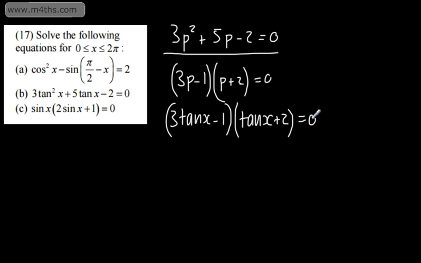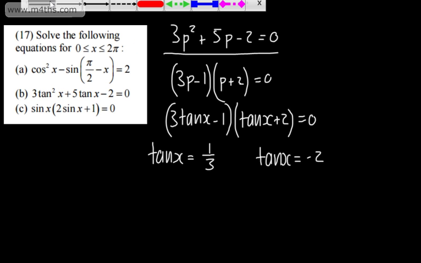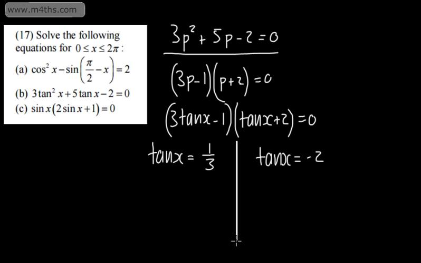So again, we've got two equations to solve here. If this one is set to 0, what we can say is that tan x is equal to 1/3. And then if this one's equal to 0, we can say that tan x is going to be equal to negative 2. So all we're doing is solving each of these equations for tan in the given interval in radians between 0 and 2 pi. So let's go ahead and deal with this one first.